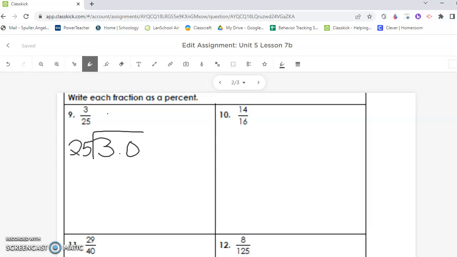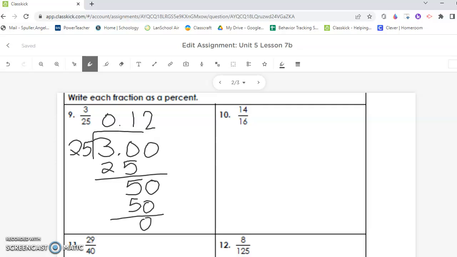Well, 25 can go into 30 one time. That's going to give me 5 left. I'm going to add a 0. 25 can go into 50 2 times. That's going to give me 50. So now I have 0.12, and I'm going to move it 1, 2, which is going to give me 12%.